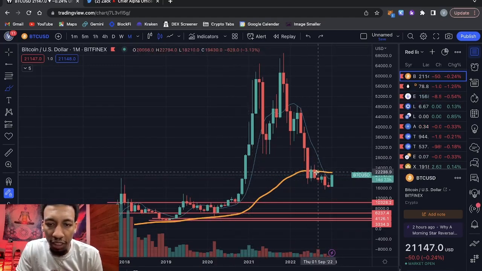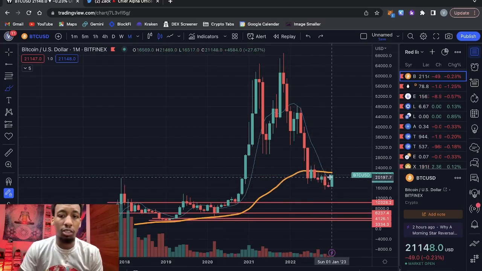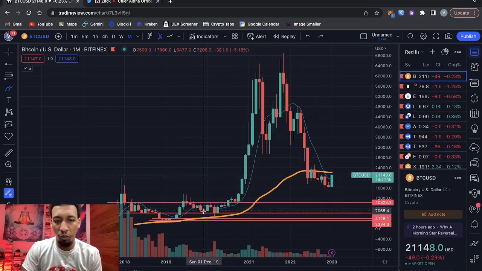So here's some consolidation here. The market isn't creating lower highs or lower lows or higher highs or higher lows. It's just chopping sideways, just like it was here, right?